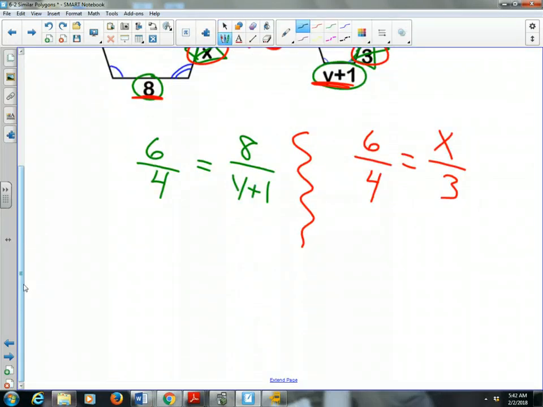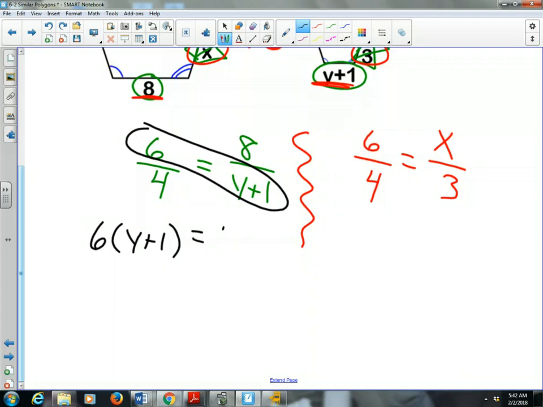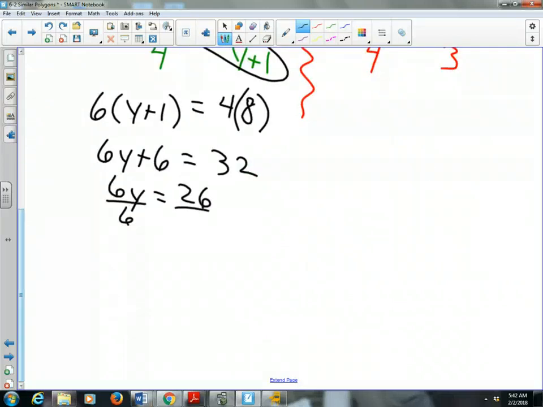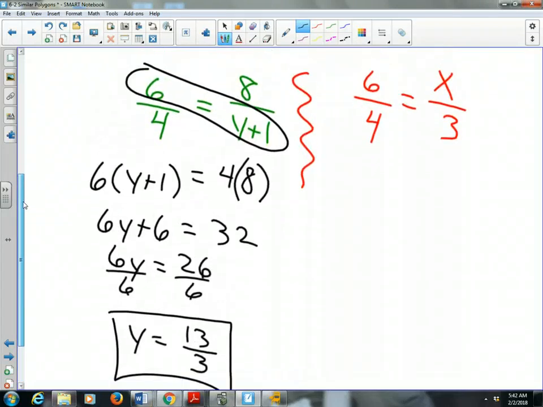Let's solve this sucker. So we're going to cross multiply. 6 times y plus 1 equals 4 times 8. So 6y plus 6 equals 32. 6y equals 32 minus 6 is 26. Divide both sides by 6. And y equals 26 sixths, which is the same thing as 13 thirds, dividing each of them by 2. y equals 13 thirds. And now let's solve for x.